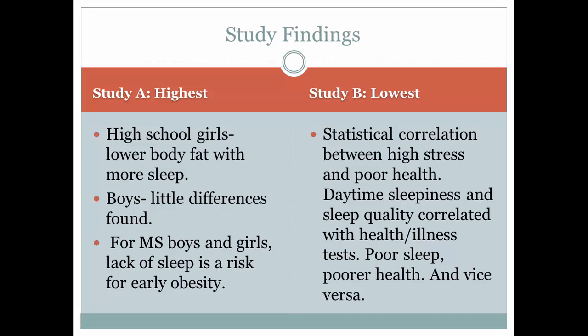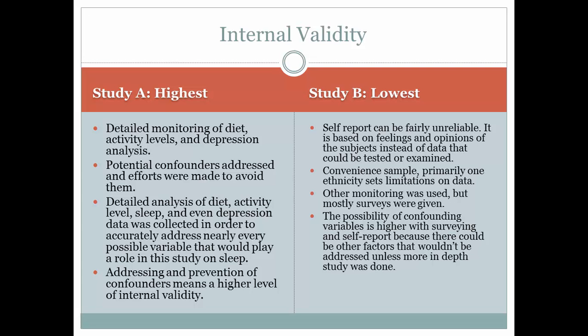Internal validity is determined by how well a study is done and how it adjusts for confounding variables as well. For Study A, there was a detailed monitoring of diet, activity levels, and depression analysis. Potential confounders were addressed and efforts were made to avoid them. Detailed analysis of diet, activity level, sleep, and even depression data was collected in order to accurately address nearly every possible variable that would play a role in this study on sleep. Addressing and prevention of confounders means higher levels of internal validity.